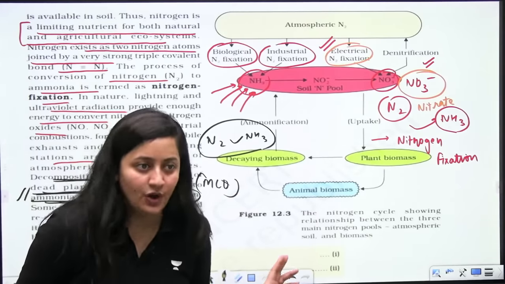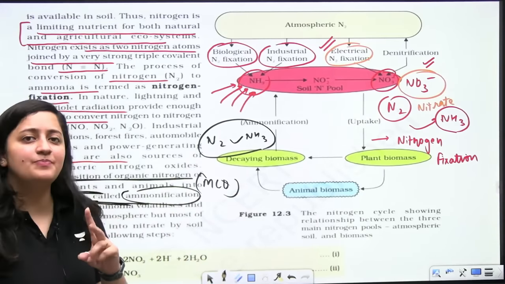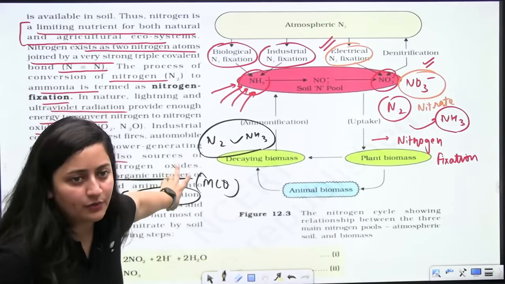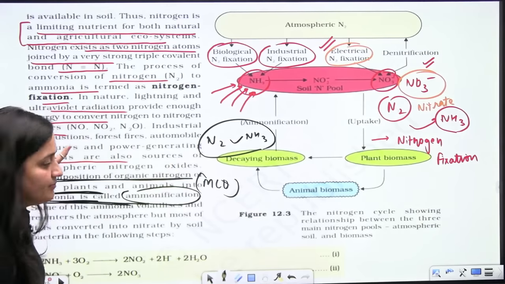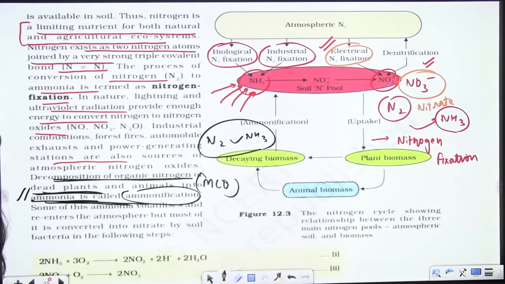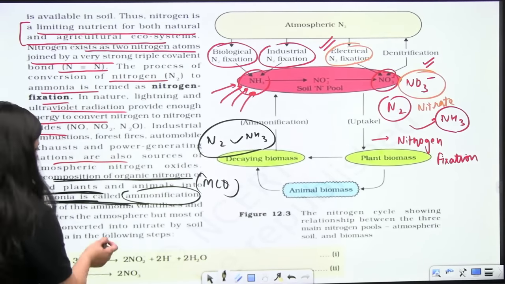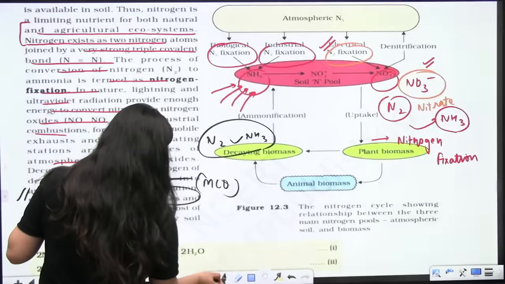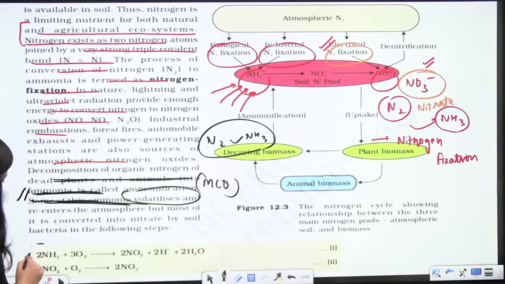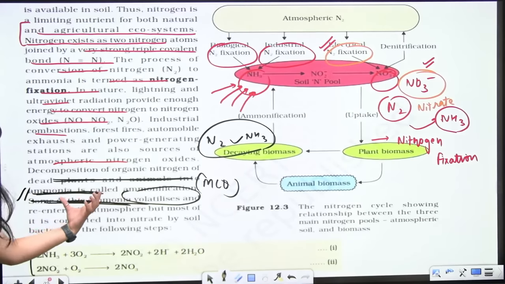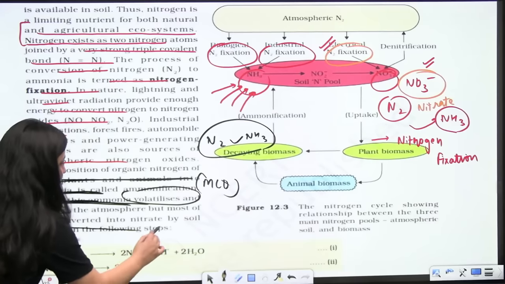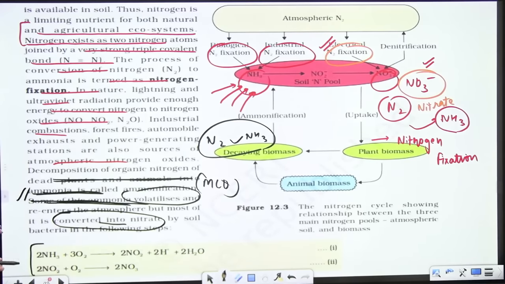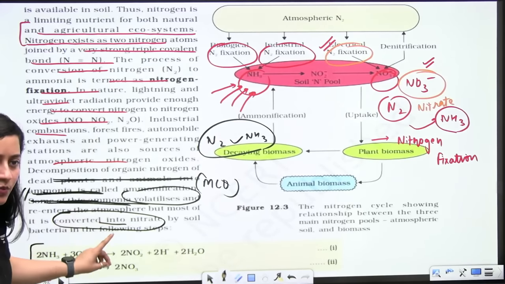Another important MCQ. And as per me, two questions will come from this part only. Just look at it. Here you can see the reaction. Ultimately, what is going to happen? Some of this ammonia is volatile. It will form vapors and re-enter the atmosphere. But the majority of ammonia will be converted to nitrate.